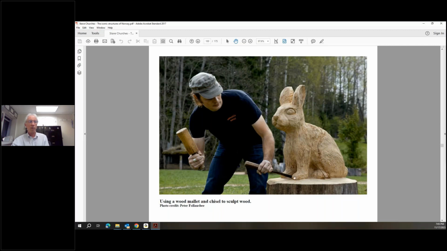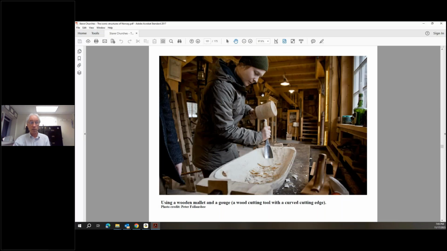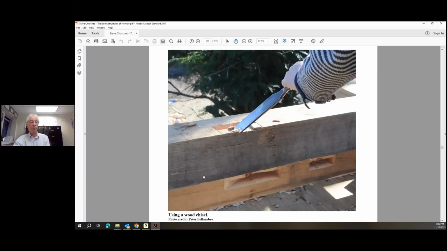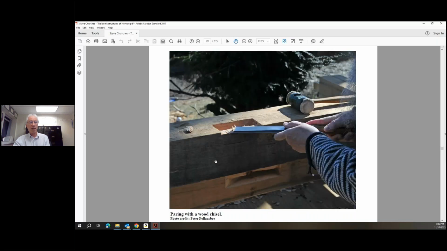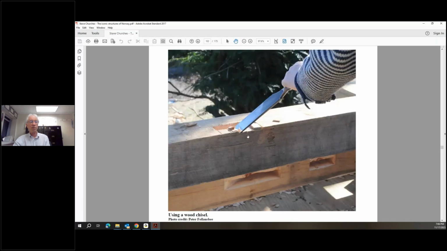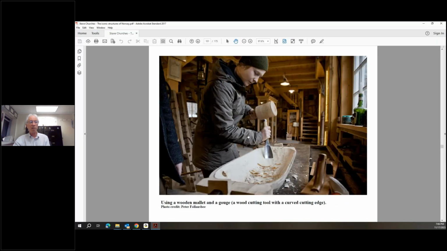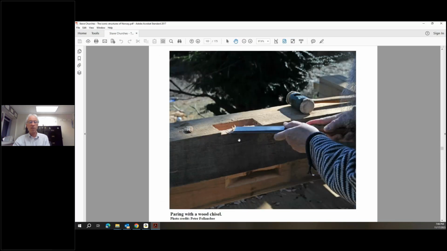Here, this woman carpenter is using a heavier wood mallet and what's known as a gouge. So the gouge has a curved cutting blade compared to a chisel, which has a flat blade. So using a wood chisel, two ways. First, just hammering along that surface, and then what's known as paring. So slicing very meticulously away to really fine-tune joints.